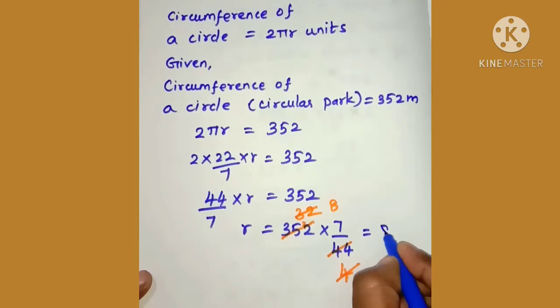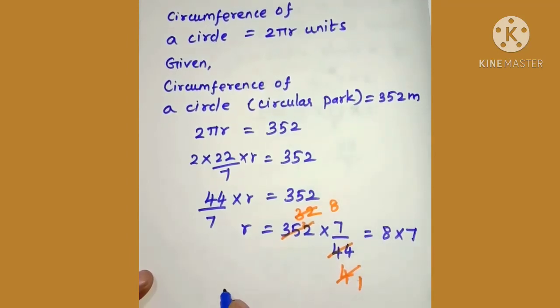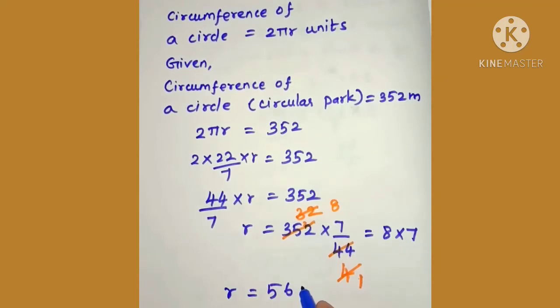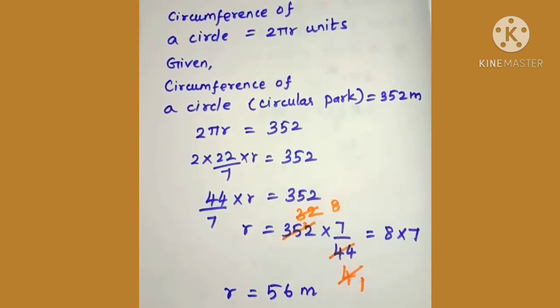8 into 7, that is r is equal to 8 sevens are 56. So 56 meter is the radius of the circular park.